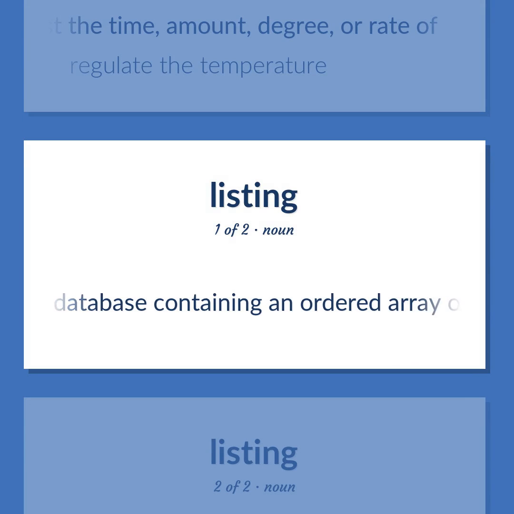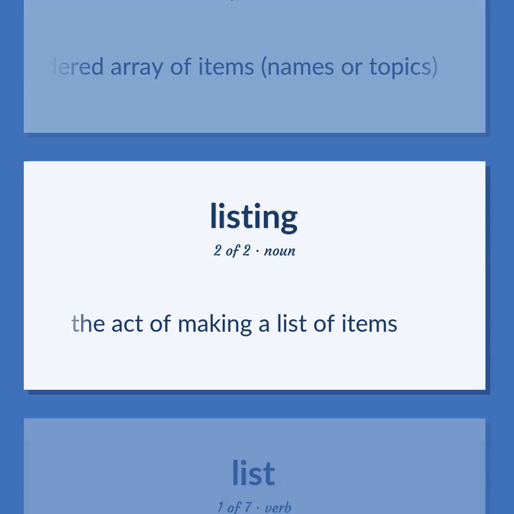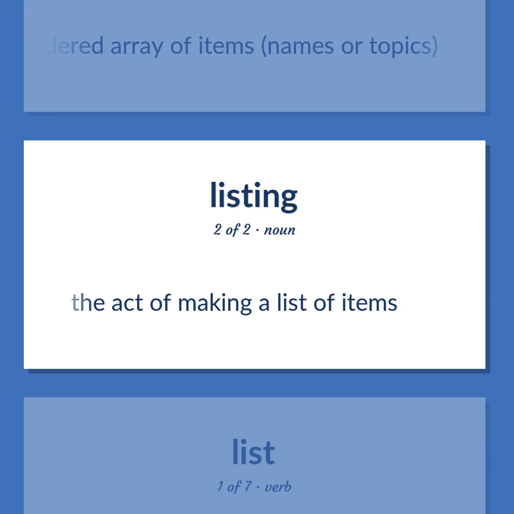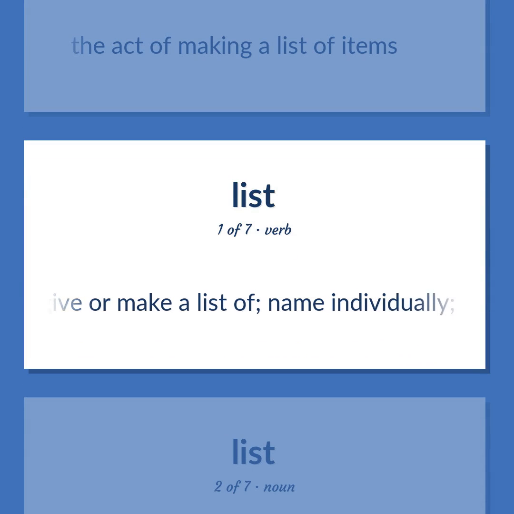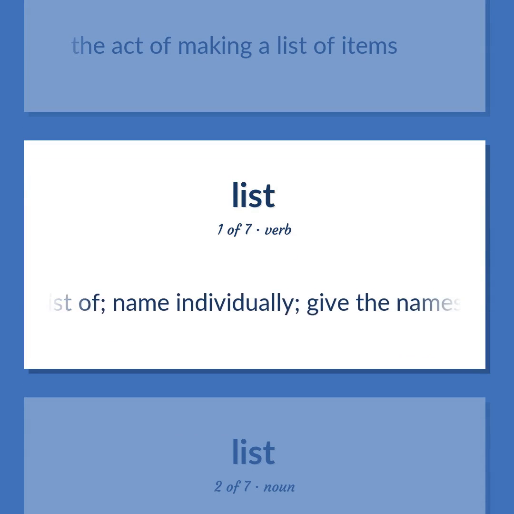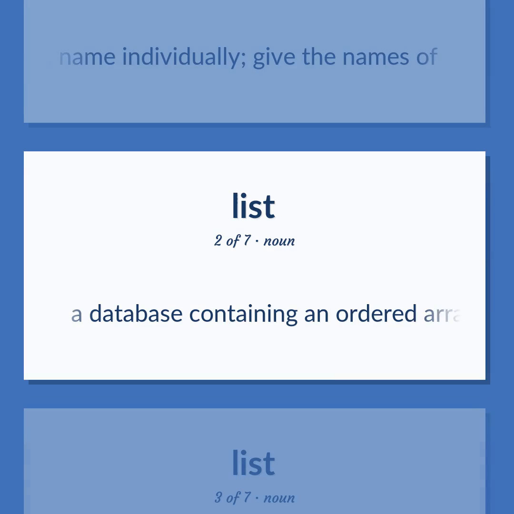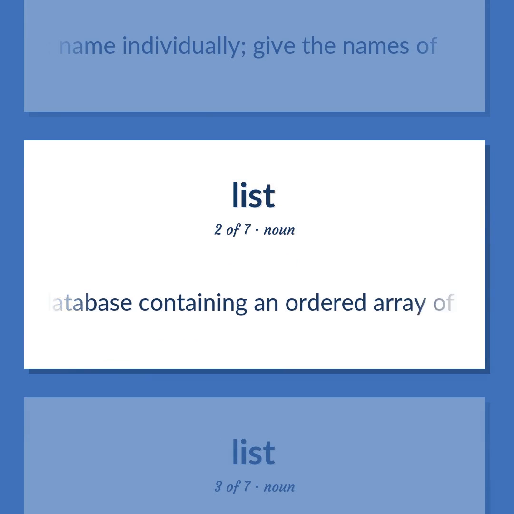A database containing an ordered array of items, names or topics. The act of making a list of items. Give or make a list of. Name individually. Give the names of. A database containing an ordered array of items, names or topics.